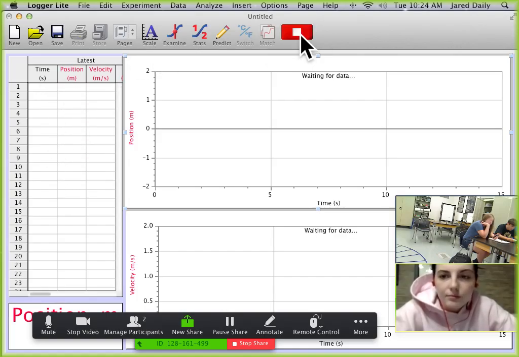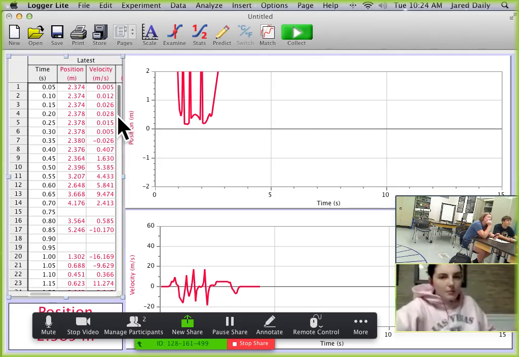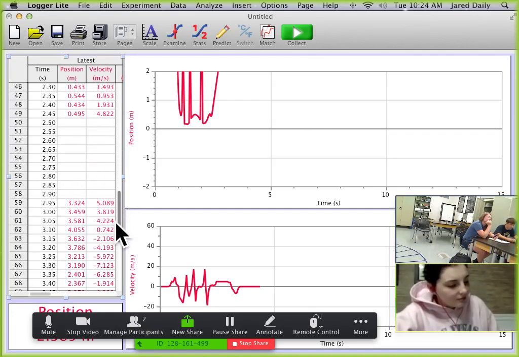So once you've collected some data, and then you come over here, you can actually look up actual numbers in your chart to use for calculations or whatever else.